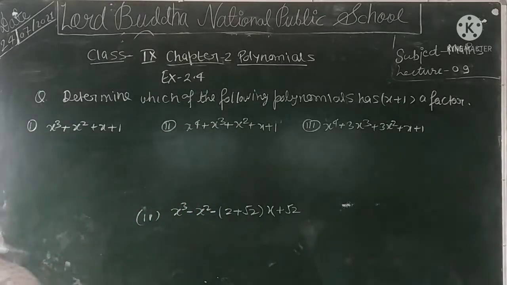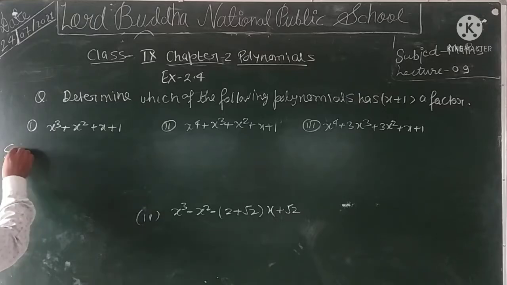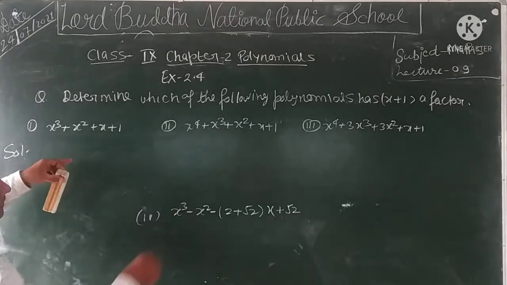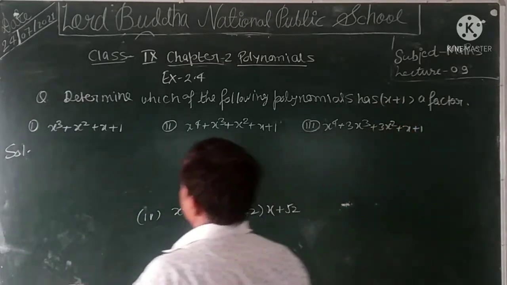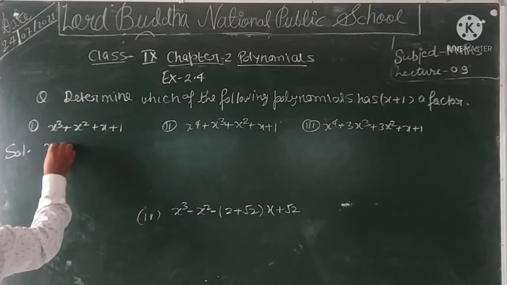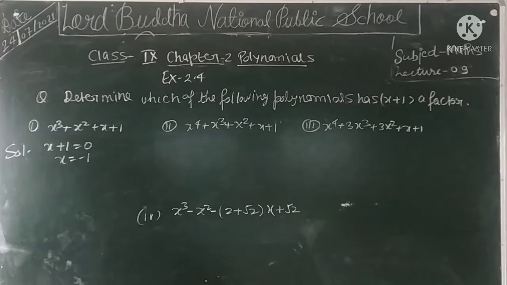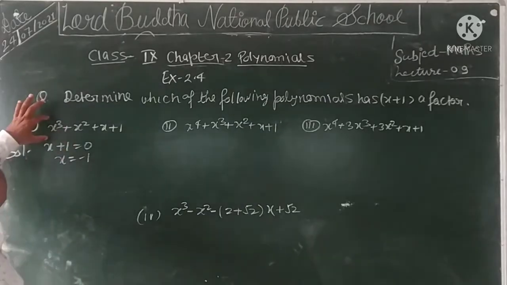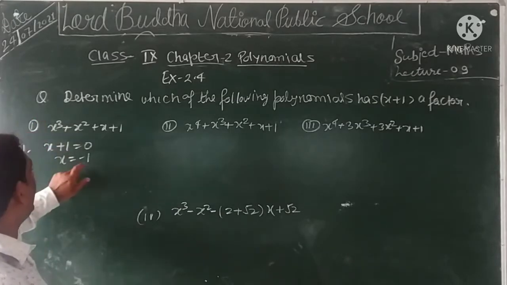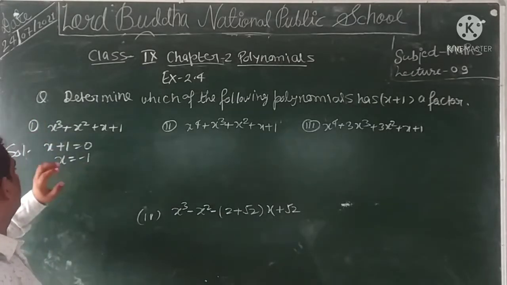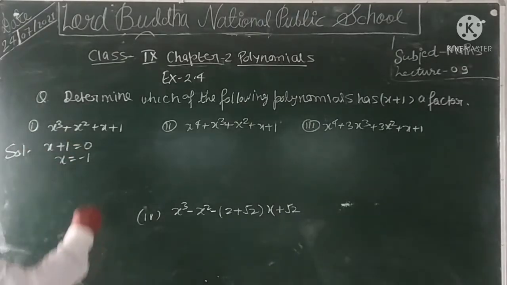First solution. First, we compare according to the factor theorem: x plus 1 equal to 0, x equal to minus 1. Now, we put x equal to minus 1 in this polynomial, and if the value of the polynomial is 0 at this value, then it is confirmed that x plus 1 is a factor of this polynomial.